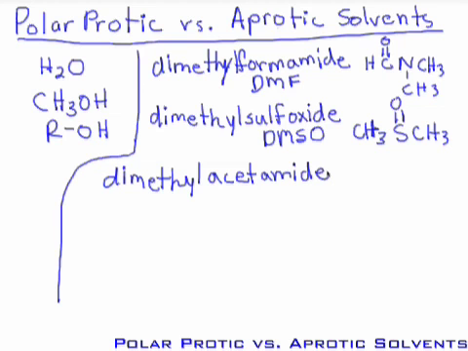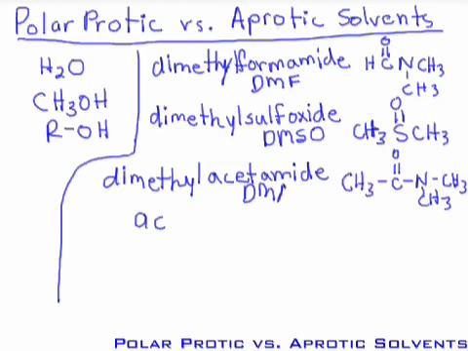Dimethyl acetamide. It's just like dimethylformamide. Instead of the H off the C double bond O, there's a CH3, and two CH3s off the nitrogen. And lastly, of course, acetone. Oh, by the way, that's DMA for short form. Acetone.